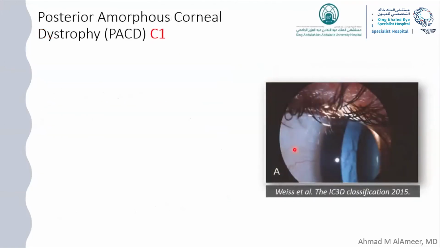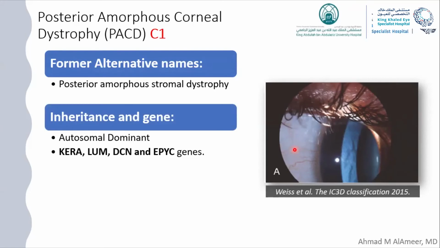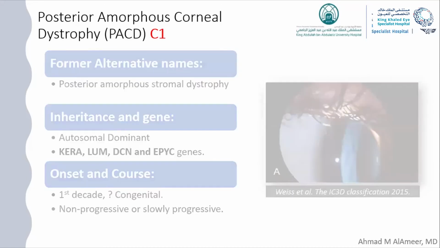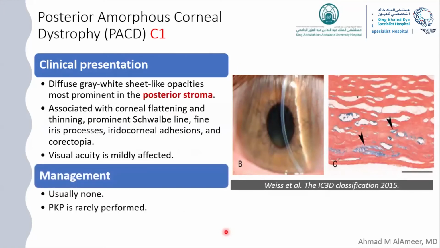Posterior amorphous corneal dystrophy is a disease of the posterior stroma. It's autosomal dominant. Again, the genes involved are keratocan, lumican, decorin, and epiphycan. It's a non-progressive or slowly progressive disease. The hallmark of posterior amorphous corneal dystrophy is diffuse gray-white sheet-like opacities that are more prominent in the posterior stroma. Visual acuity is mildly affected in these patients. Usually no treatment is required, and PKP is rarely performed if it affects the vision.